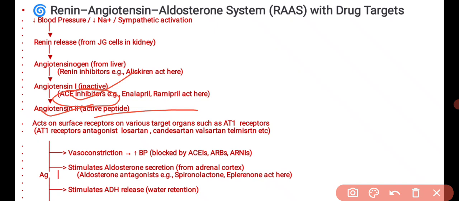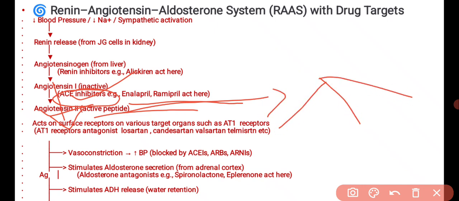What are the examples for these drugs? Enalapril, captopril, ramipril. These are some of the examples for the ACE inhibitors, and these are also some of the important drugs. How do they act? They act by preventing the conversion of angiotensin 1 to angiotensin 2. Without angiotensin 2, it is unable to act on the target site and unable to produce its effects. So thereby what happened?